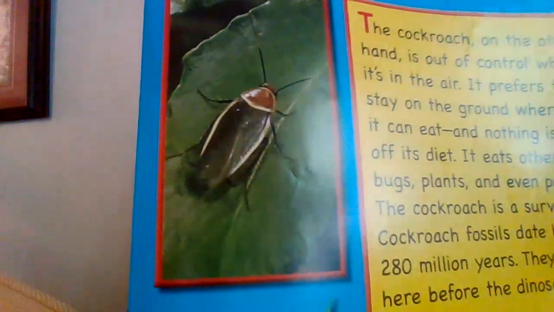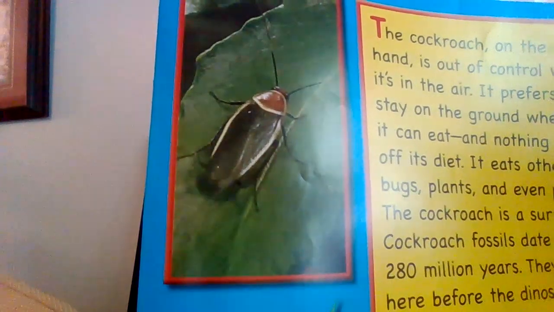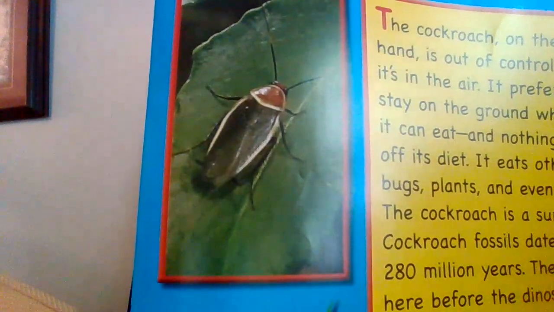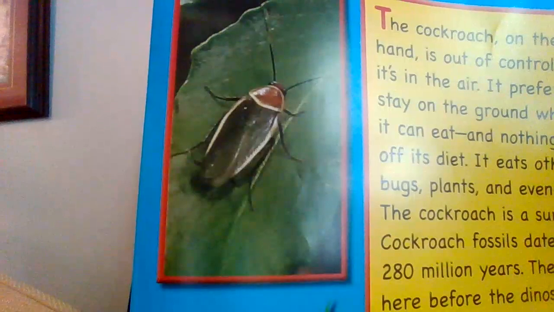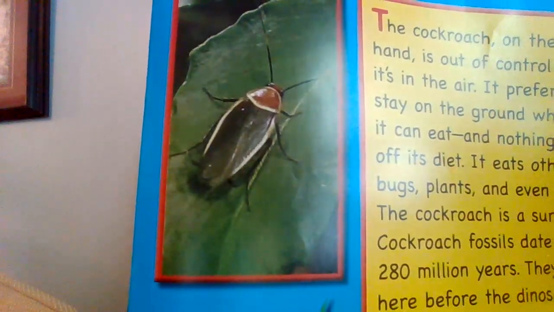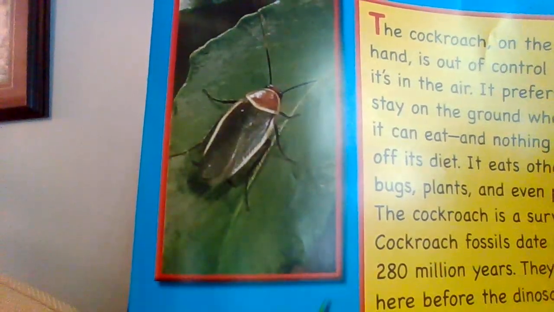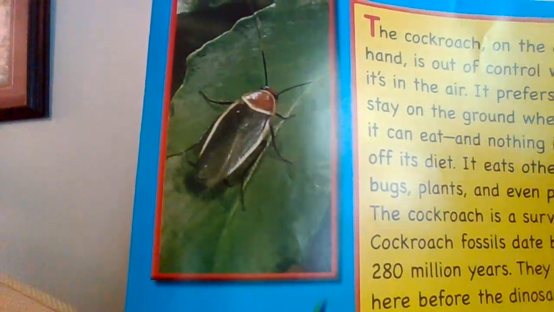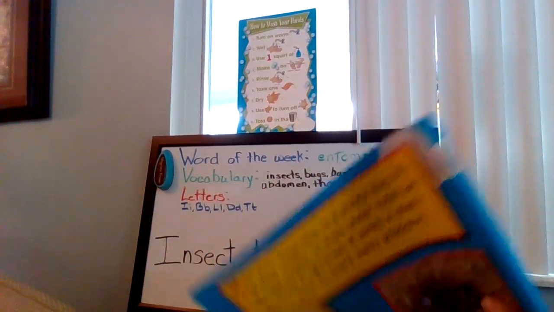This one. Yucky, yucky, yucky. This is a cockroach. On the other hand, it is out of control when it flies in the air. It prefers to stay on the ground where it can eat, and nothing is off its diet. It eats other bugs, plants, and even paper. The cockroach is a survivor. Cockroach fossils date back 280 million years. They were here before the dinosaurs. Whoa! Cockroaches have been here for a long, long time.